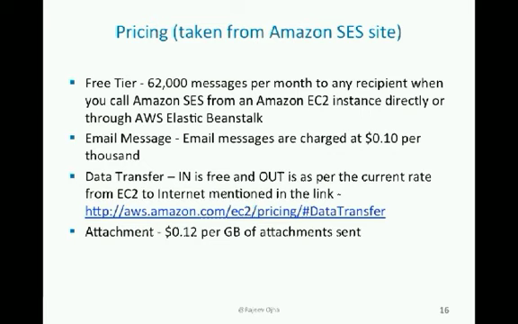So, pricing. There's a free tier with 62,000 messages per month. It can be sent to any recipient when you call Amazon SES from an Amazon EC2 instance directly, or through AWS Elastic Beanstalk. Email messages are charged at the rate of 10 cents per thousand messages, so it's not too expensive at all. Data transfer in is free and out is as per the current rate from EC2 to internet mentioned in the link below. And if you have an attachment, it is 12 cents per GB of attachment sent. I've taken this from the Amazon SES site, which has a lot more details about the pricing.